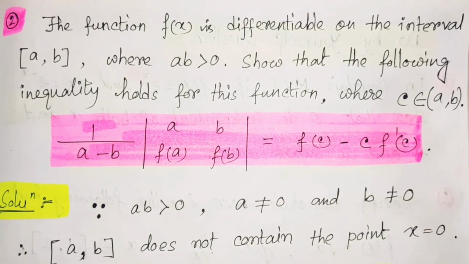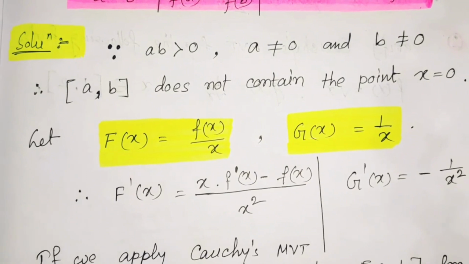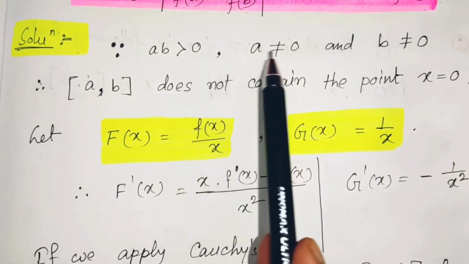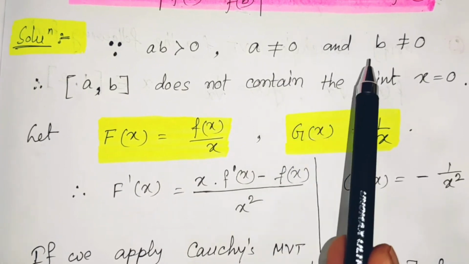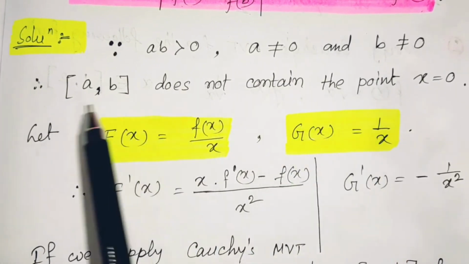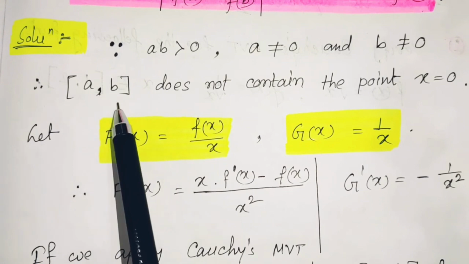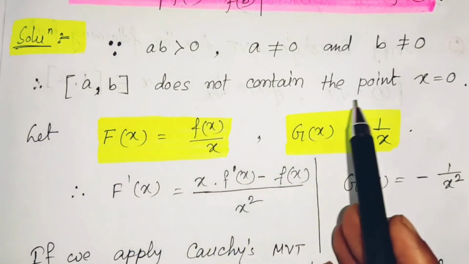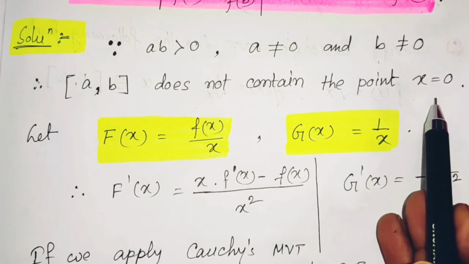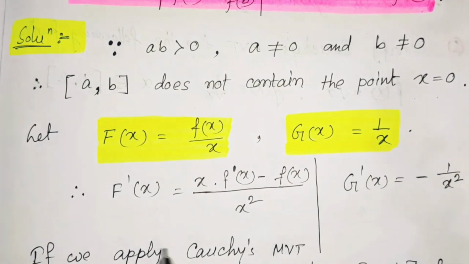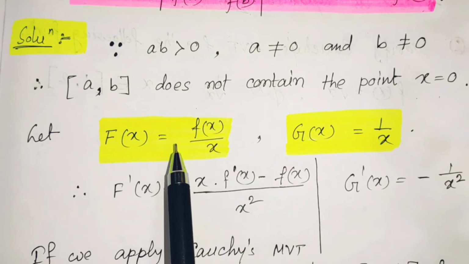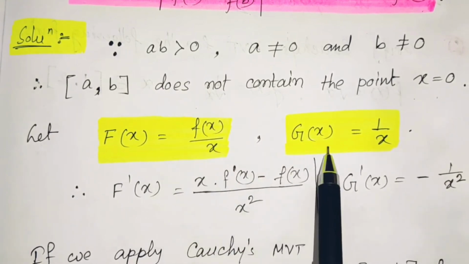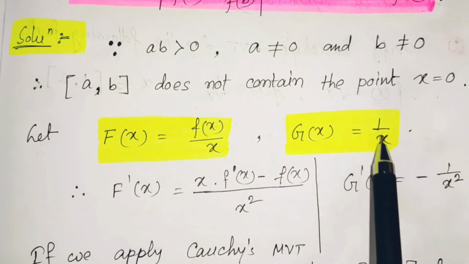So now how do we prove this one? First of all, it is given that a into b is greater than 0. What does it mean? That a must not be 0 and b must not be 0. Therefore, this range a, b does not contain the point x equal to 0. Now let us consider two functions. One is f(x), let us say small f(x), which is this by x, and g(x) is another function, let it be 1 by x.